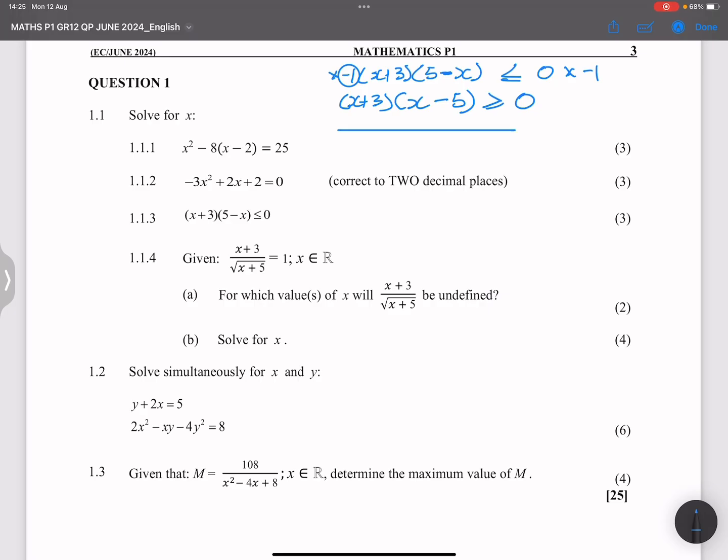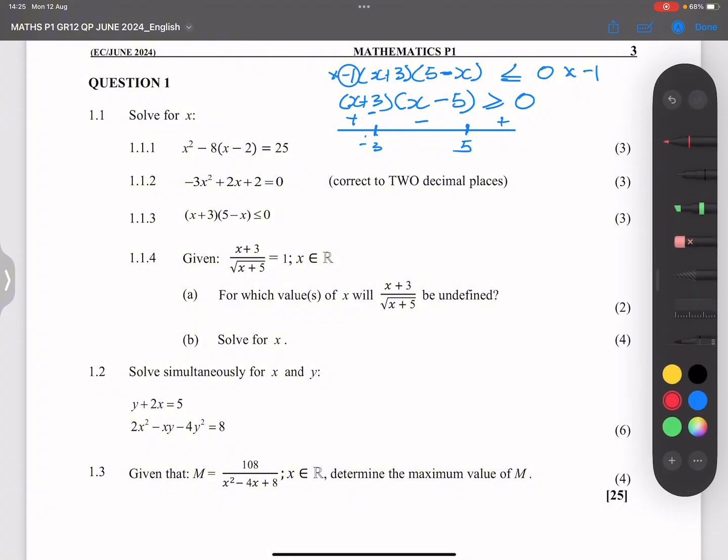Now, what are my critical values? My critical values are -3, right? Remember, they change sign in that case. That would be -3 and 5. Now, where is this graph? Okay, so we know we've got positive here, negative, and positive.